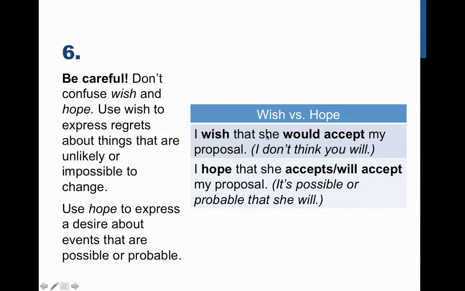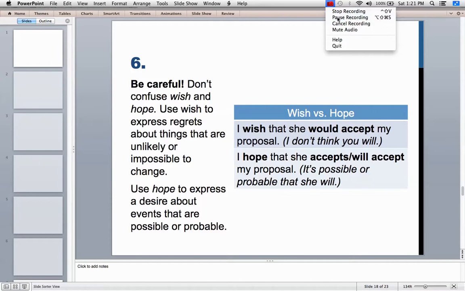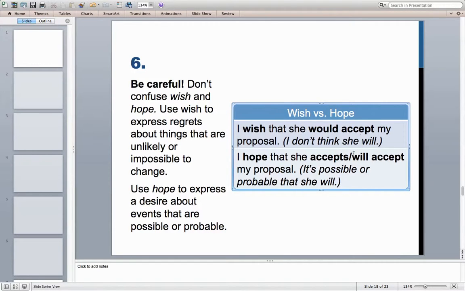I wish that she would accept my proposal means I don't think she will. I'm going to change that. I hope that she accepts or will accept my proposal. That means it's possible or probable that she will. I have to fix my mistakes as I do this. I wish that she would accept my proposal. That means I don't think she will. I hope that she accepts my proposal, or I hope that she will accept my proposal. And here it's possible or probable that she will.